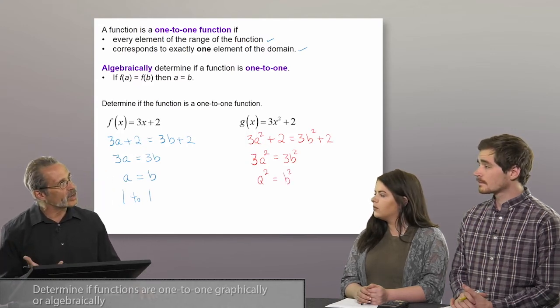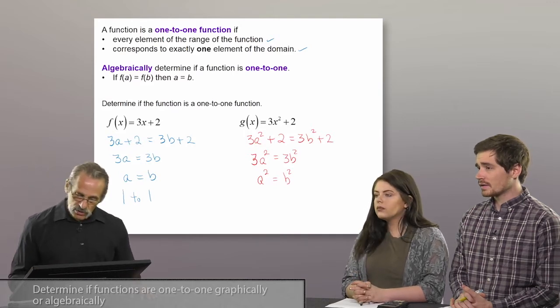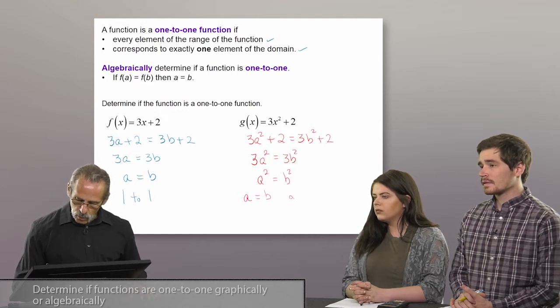Now come back to that thought you had. What are you going to do to both sides of the equation? I think you would take the square root of either side. If you take the square root of either side, you find that A could be equal to B, or A could be equal to what? To negative B.